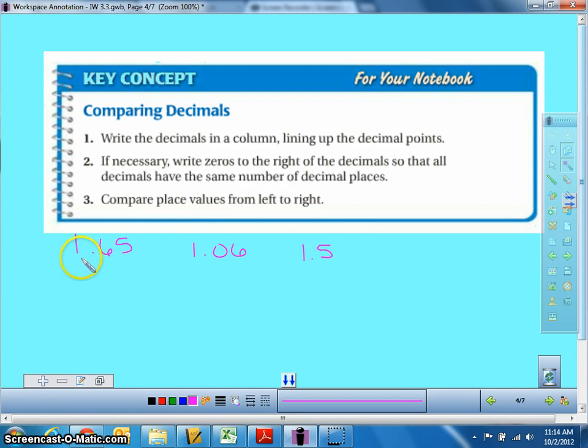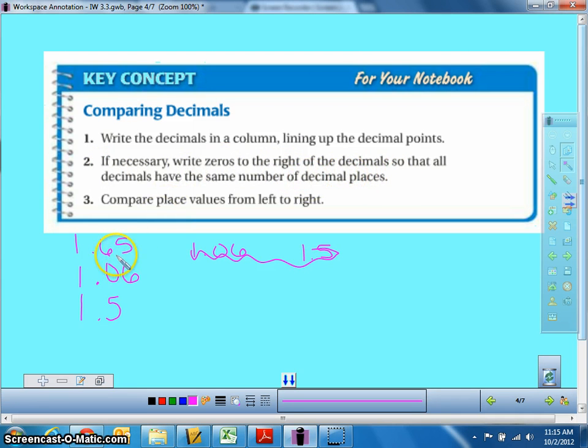So what I'm going to do is write them back over here, 1.65, 1.06 and 1.5. Now I have all of them lined up vertically. I'm not using these ones anymore over here. And I've got the decimal points all lined up. The decimal points are right on top of one another. Now, step 2 says, if necessary, write zeros to the right of the decimal so that they all have the same number of place values.